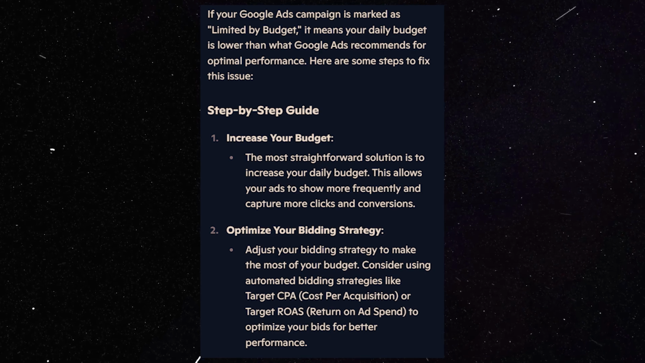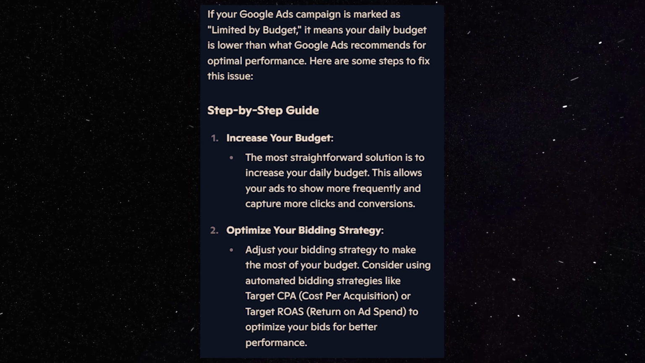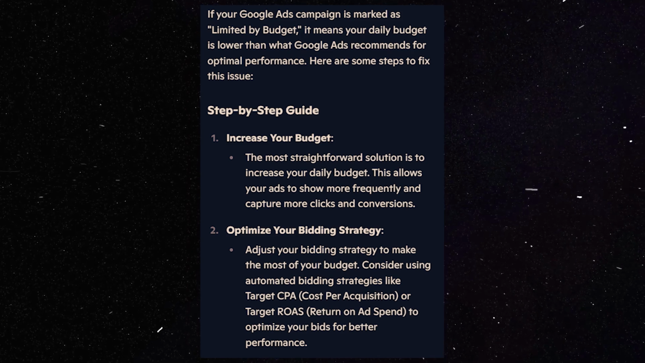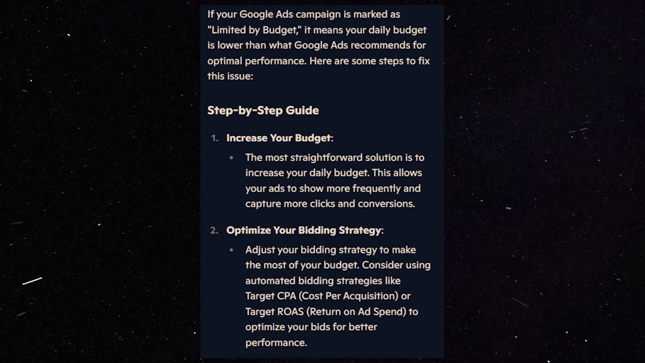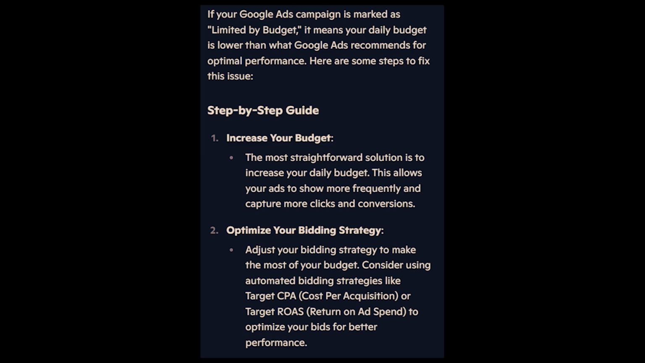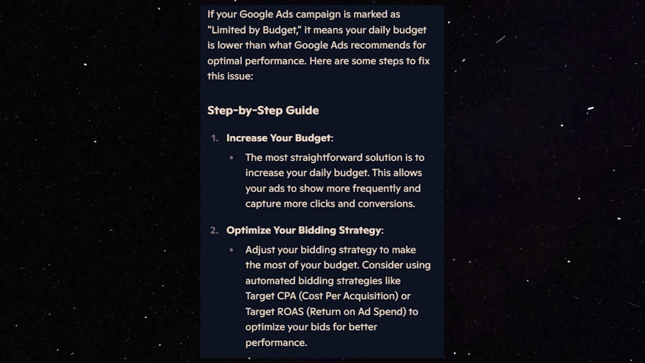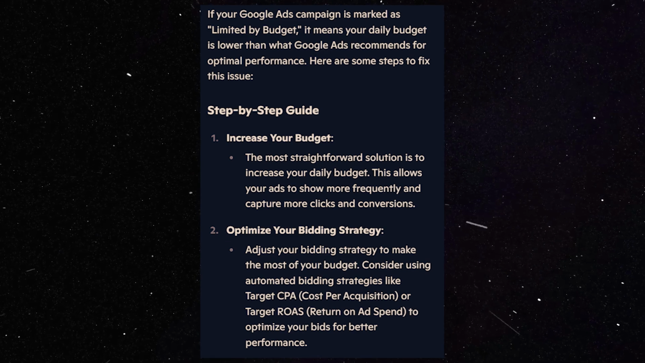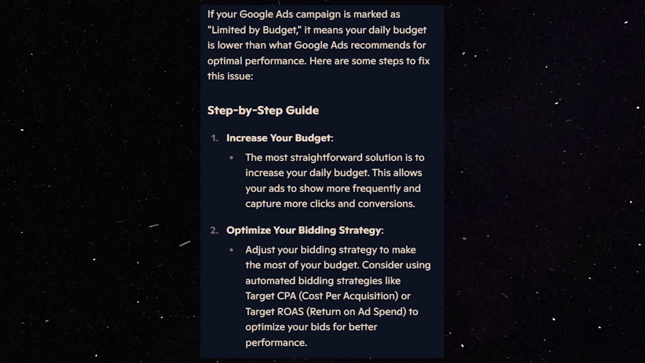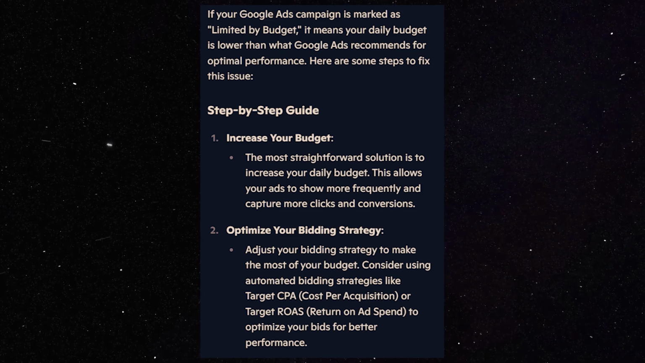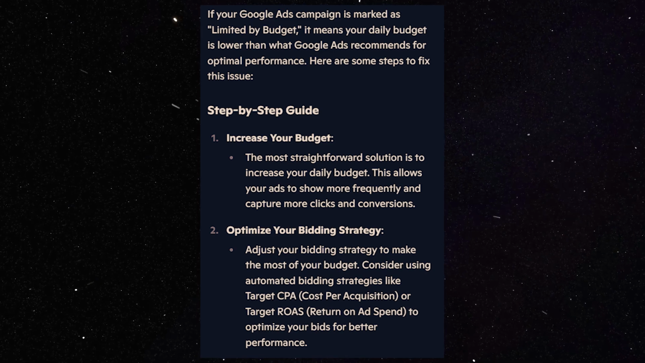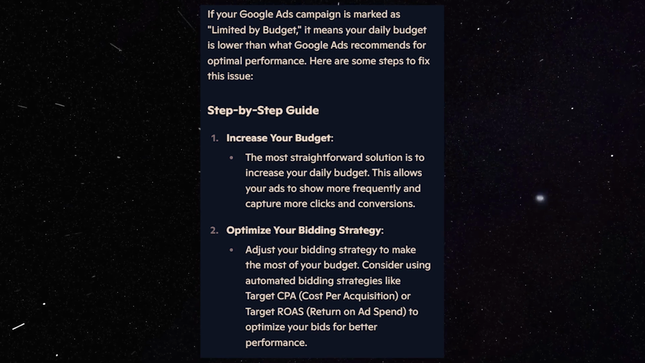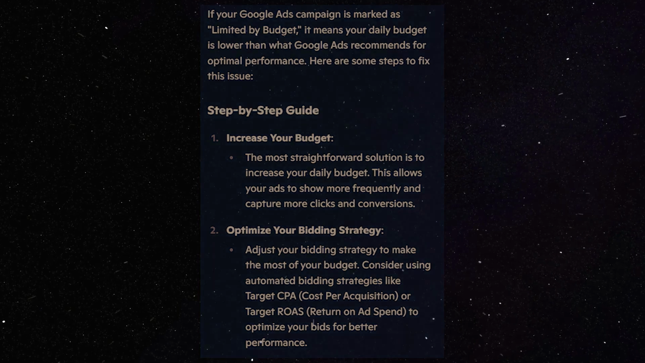Increase your budget. The most straightforward solution is to increase your daily budget. This allows your ads to show more frequently and capture more clicks and conversions. Optimize your bidding strategy. Adjust your bidding strategy to make the most of your budget. Consider using automated bidding strategies like Target CPA or Target ROAS to optimize your bids for better performance.